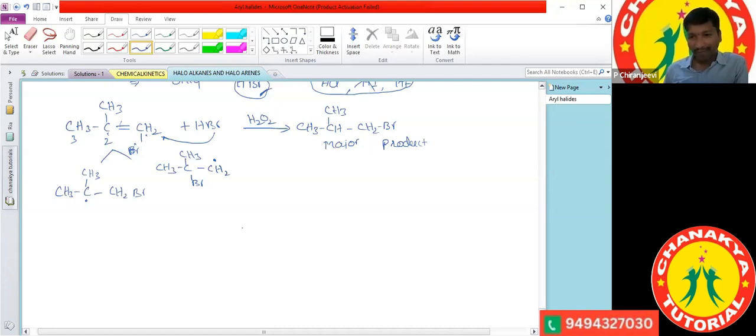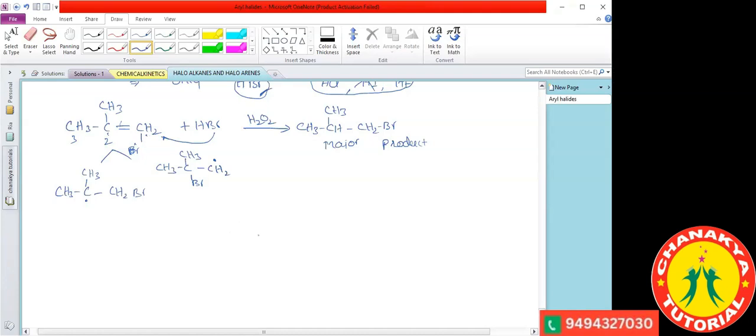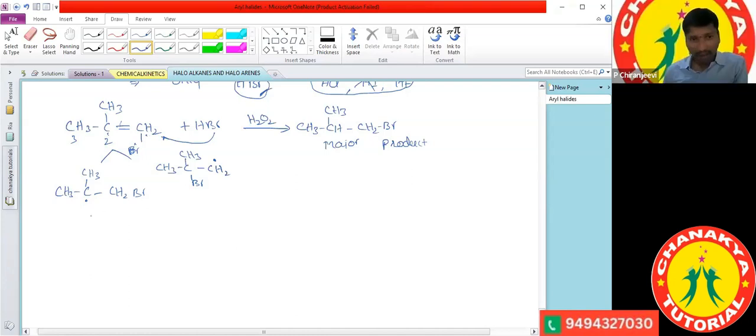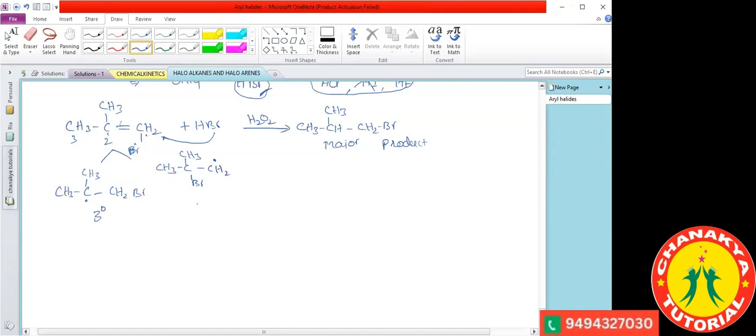Kathy, which one is the primary free radical? The second one is secondary and the first one is primary. So the second one is primary. So the first one is tertiary. The first one is tertiary, the second one is primary.